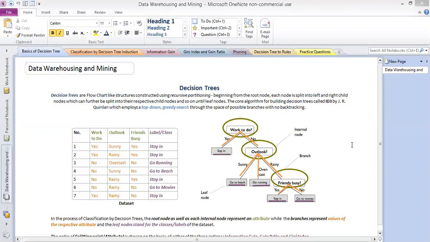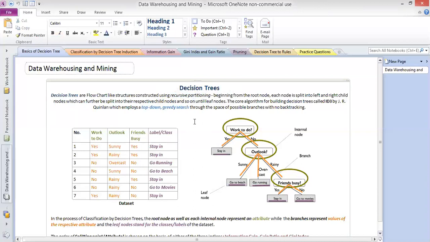Now, one category of these classification models is classification using decision trees. This is the topic for today. We'll begin with what a decision tree is. When you talk about decision trees, there are three major characteristics that can describe a decision tree really well. The first characteristic, as you can see here, is called recursive partitioning. The other characteristic is that they are built in a top-down approach. And the third characteristic is that they are built using a greedy search technique.